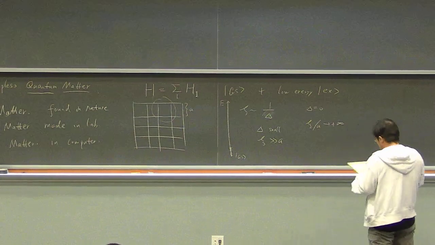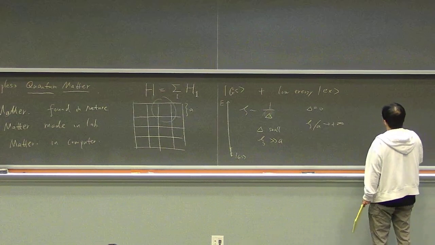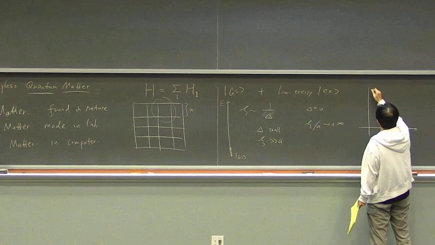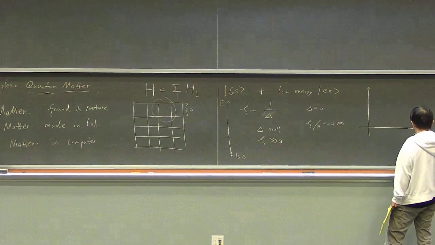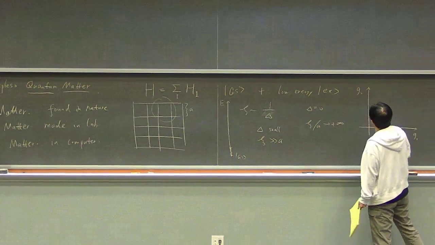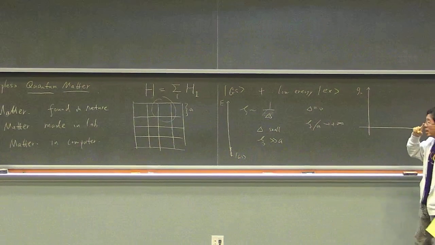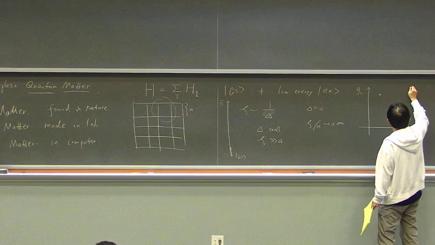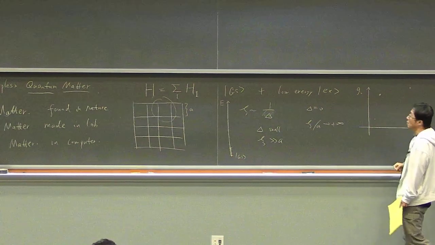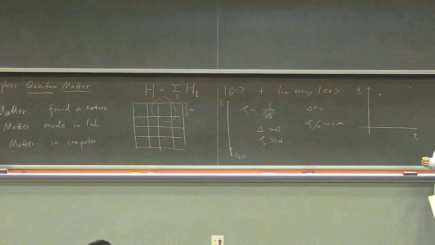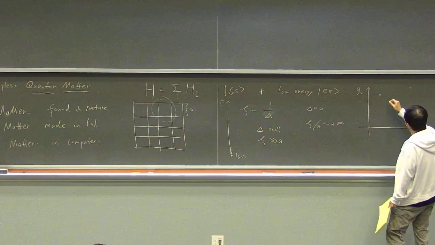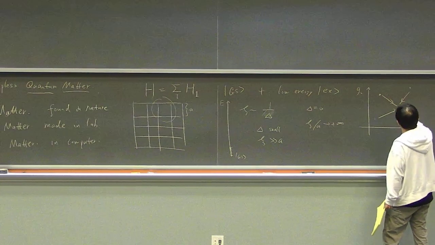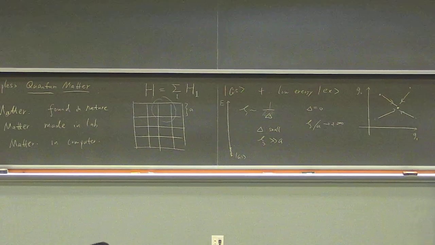So universal physics usually is captured by some kind of renormalization group flow. It means that suppose this is my parameter space, whatever parameter it is. G1 is one parameter, G2 is another parameter. Maybe at the microscopic level, my system is at some random point of the parameter space. But under renormalization group, they all flow to some fixed point.